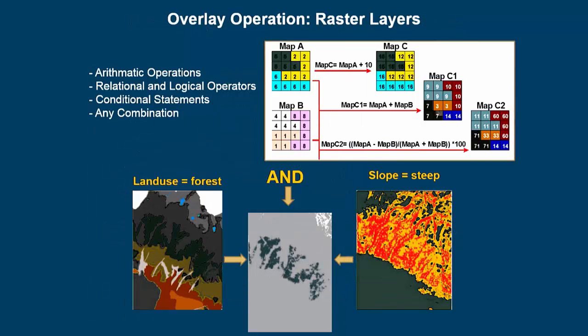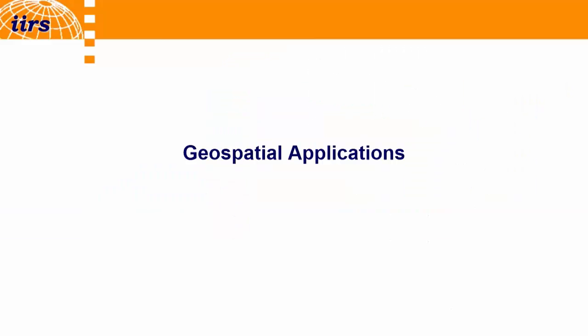Another one is the raster. You can see that you are applying any type of mathematical operations onto your layer, and you will get the output on the basis of an AND operator or OR operator. Those types of things can be explored.